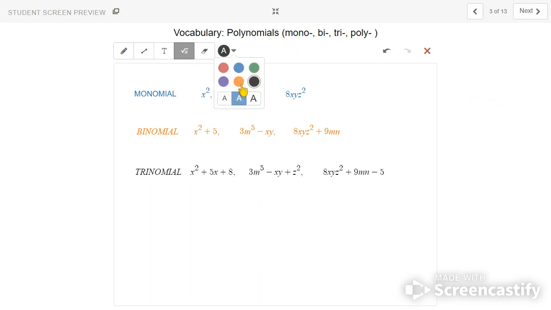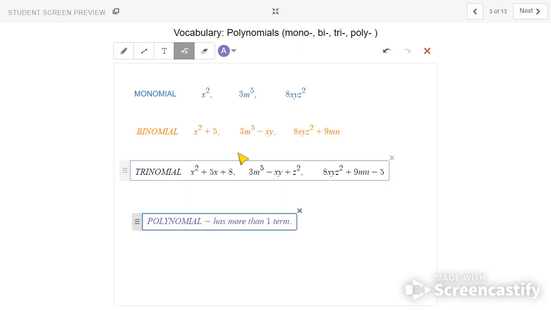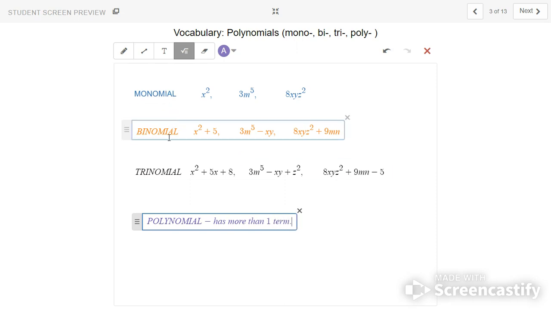And once again, the word poly means it has more than one term. So all of the above, the monomial, binomial, and trinomial, these are all polynomials.